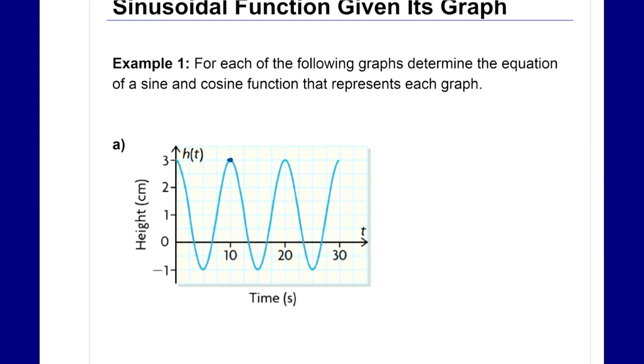I'm going to find my maximum value and my minimum value, which I can clearly see as the high and the low points. So my amplitude, A, is going to equal the max minus the min divided by 2, or 3 minus -1 divided by 2, 4 divided by 2, or 2. So my A value here is going to be 2.